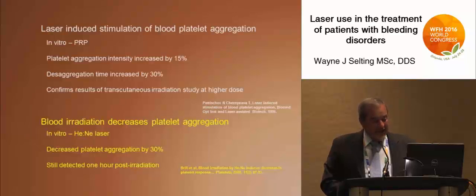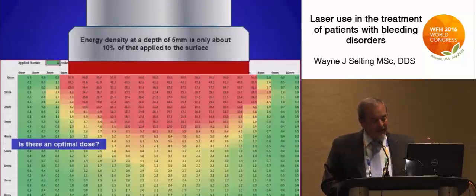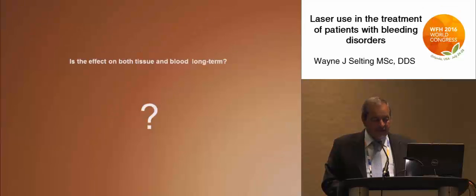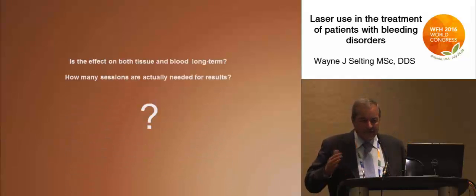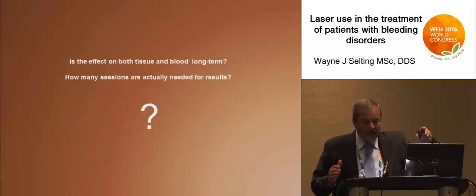But look at this study. Here's another one that I found, and it says exactly the opposite. Decreases platelet aggregation by 30%. But it says one thing. It said the effect that the laser had can still be noticed an hour later. So that answers, here we'll go by here. This is what's the optimal dose? 3 to 10 joules per centimeter squared. But is the effect long-term, or is it just when you do it?